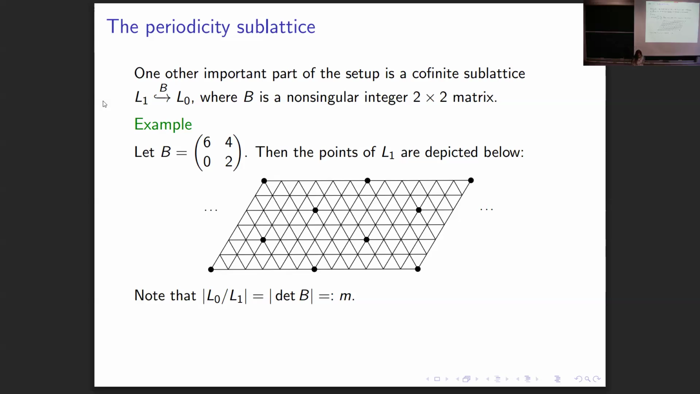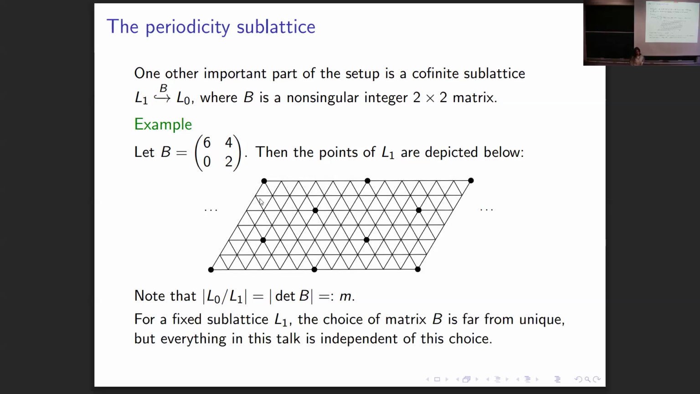And you can see it here. In how many points do you have in L0 modulo L1? Only 12 points, right? You have 1, 2, 3, 4, 5, 6. And then the next one is the same as the first one. And then in the second row, you have another 6. 1, 2, 3, 4, 5, 6. And then the next one is the same as this one. So modulo your sublattice, you only have 12 points, which is the determinant of the matrix.